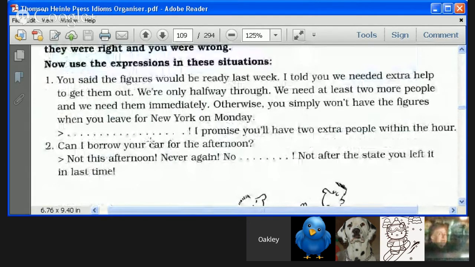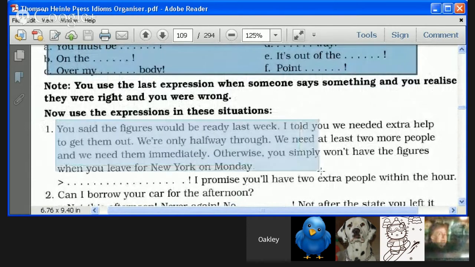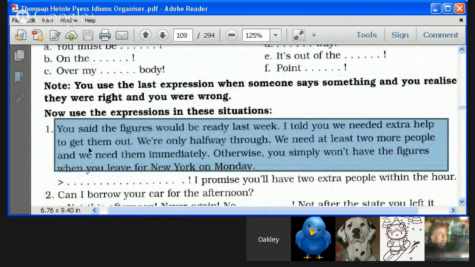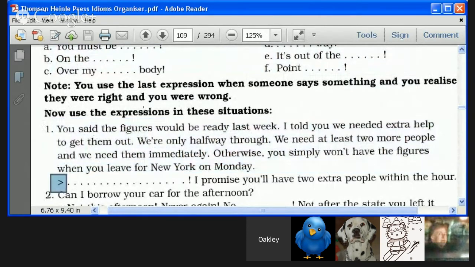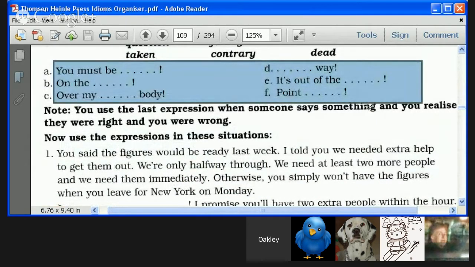Again, this exercise is done like a dialogue, where someone says something and the other person may answer with one of these expressions. And frankly, all of these expressions are answers. It makes no sense to say one of these to start a conversation. Hello, Max. How you doing? Over my dead body. Makes no sense. All of these are replies. They certainly would have to be a reply.